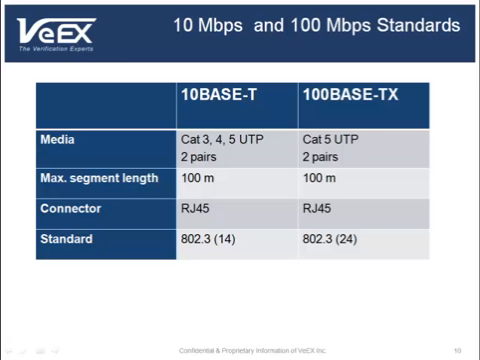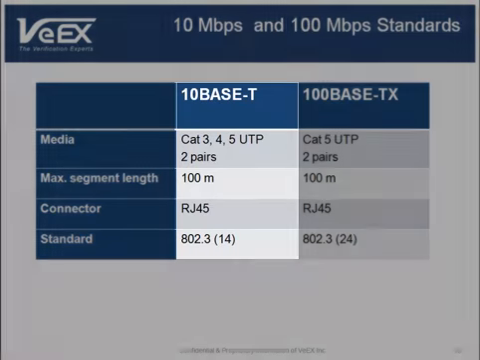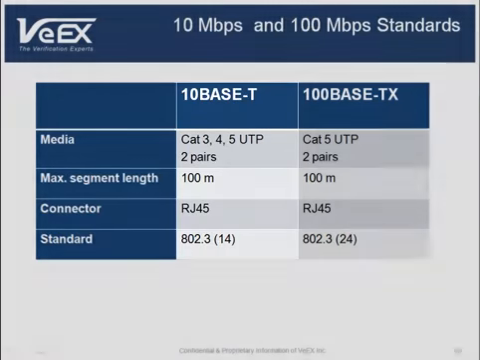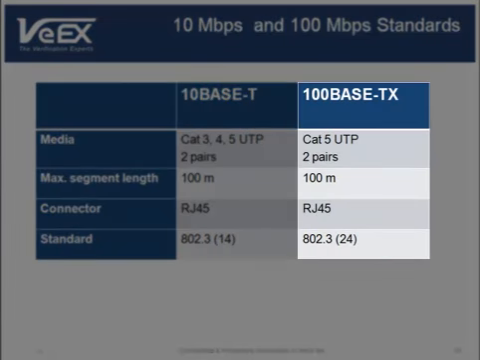This table shows the two Ethernet standards 10BASE-T and 100BASE-TX. 10BASE-T has a transmission rate of 10 megabits per second and transmits media over 100 meter long Category 5 unshielded twisted pair cabling. 10BASE-T requires 2 cable pairs and uses RJ45 to connect the Category 5 cables. 100BASE-TX also transmits media over 2 pairs of 100 meter long Category 5 unshielded twisted pair cabling, but it has a transmission rate of 100 megabits per second.